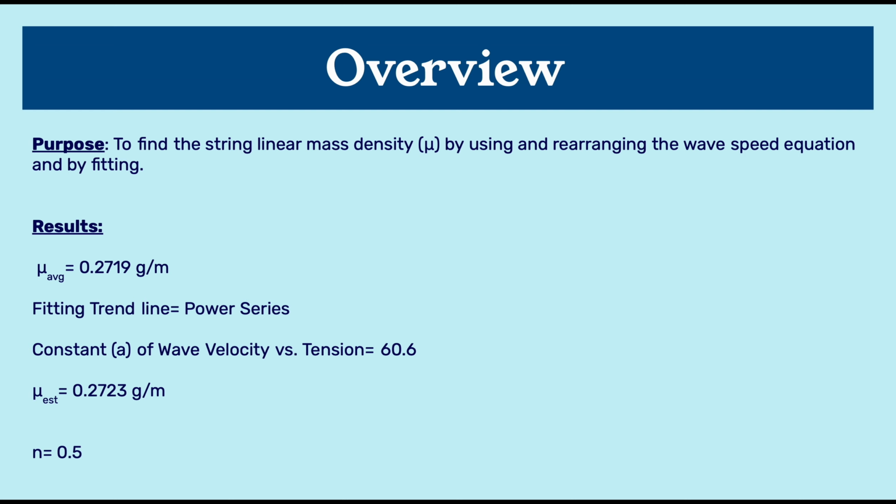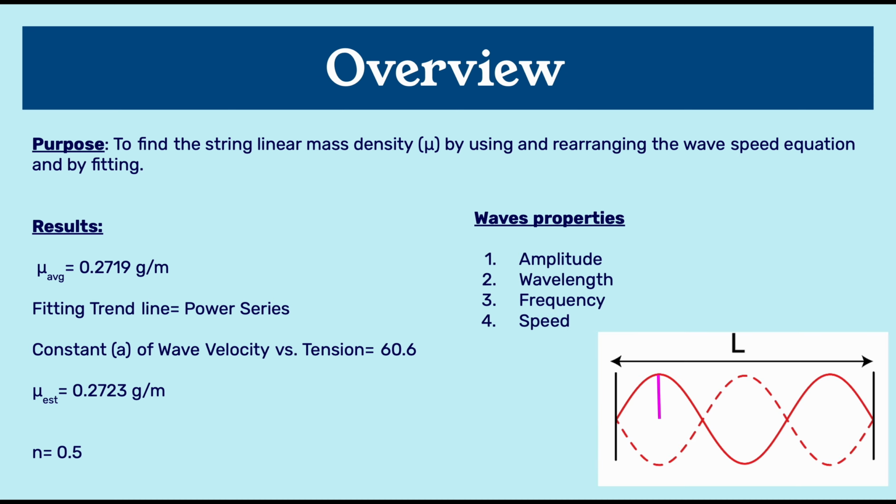Before we jump to the experiment setup, there are a few wave properties that are important to understand before starting the experiment. Those are the amplitude, wavelength, frequency, and speed. The amplitude is how high a wave oscillates up and down, and it is shown by the pink arrow in this graph. The wavelength is the distance from crest to crest, and it is represented by the green arrow in this picture. The frequency is how fast the wave oscillates, and this is what we will be changing in the experiment. And the speed is how much distance is covered in a period of time.